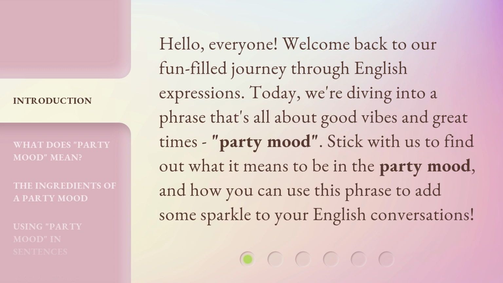Today, we're diving into a phrase that's all about good vibes and great times, party mood. Stick with us to find out what it means to be in the party mood, and how you can use this phrase to add some sparkle to your English conversations.